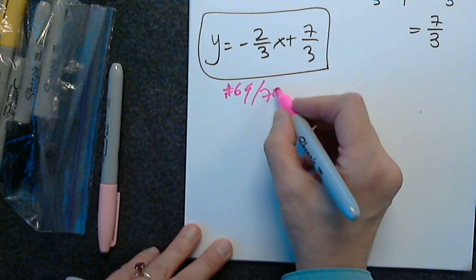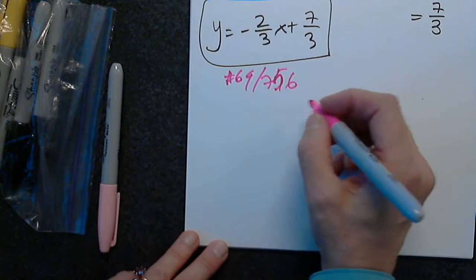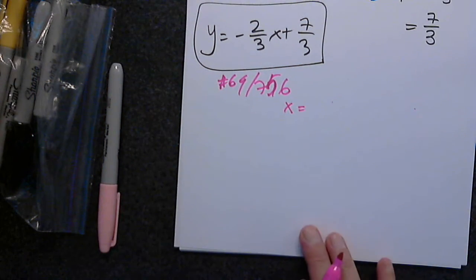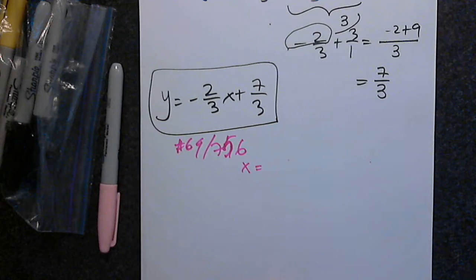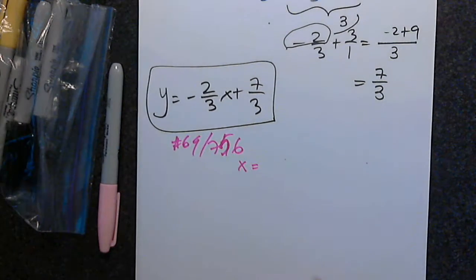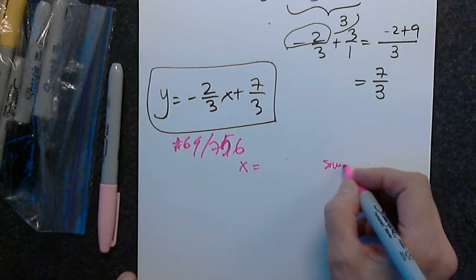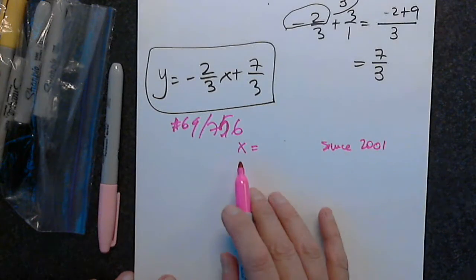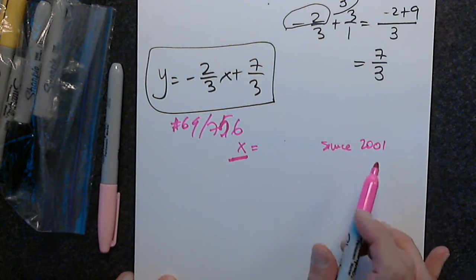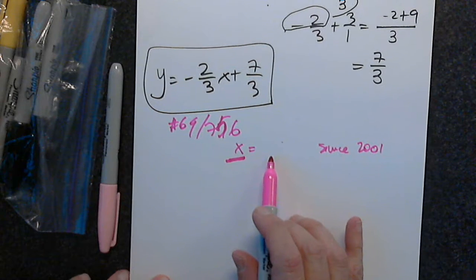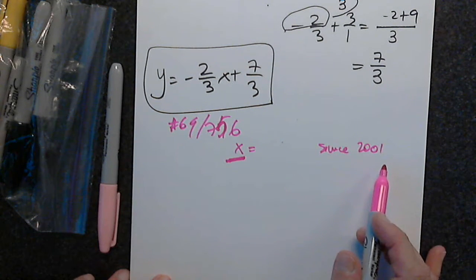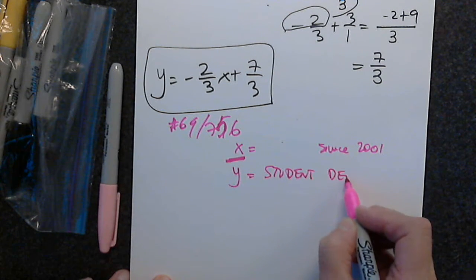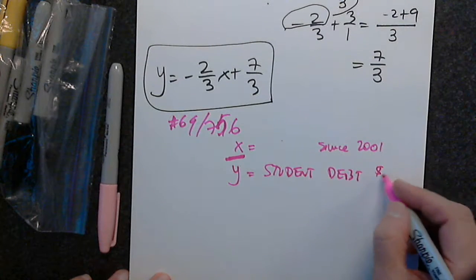69 on 756. Okay, so number one, I have to take notes. So x is, since they say 2001, what is x? For 2001, x has to be a particular number. What x represents 2001, and then y is student debt in US dollars, of course.